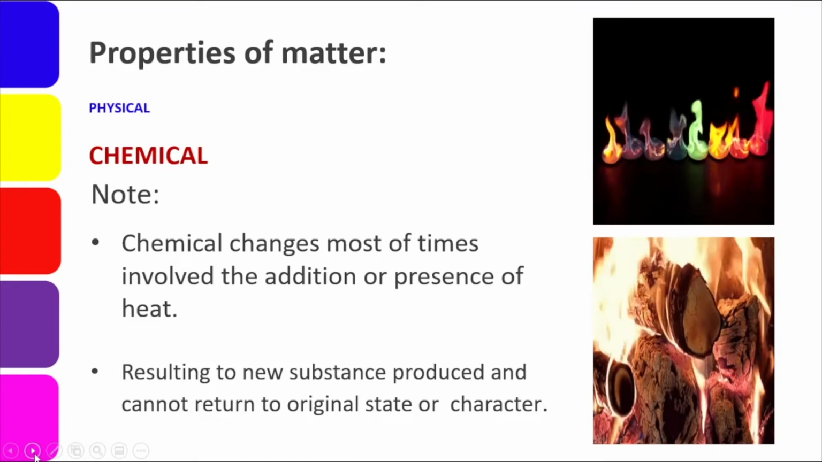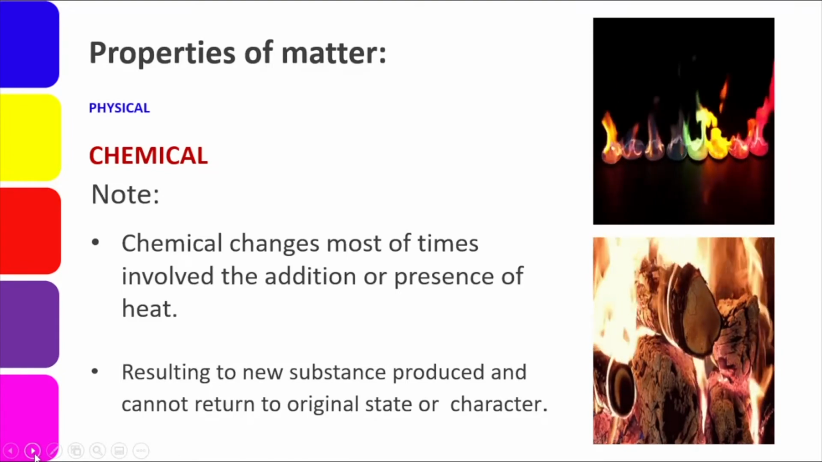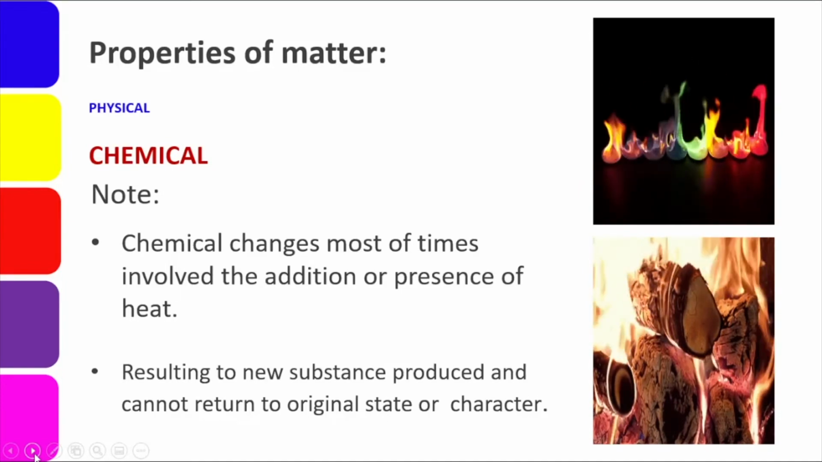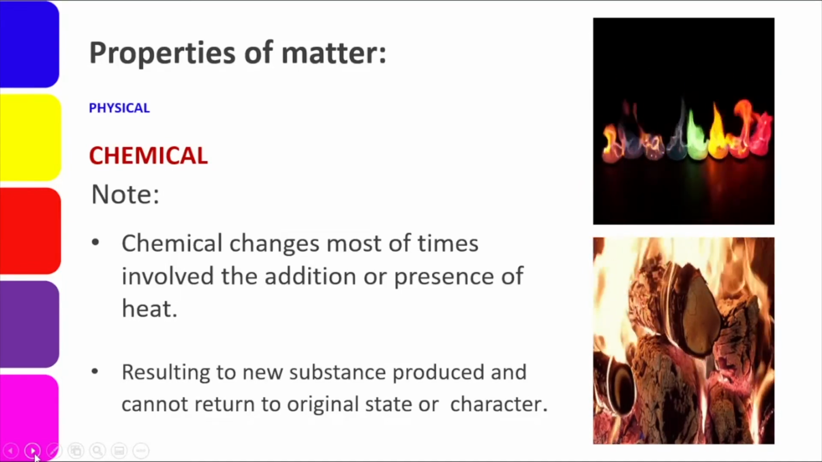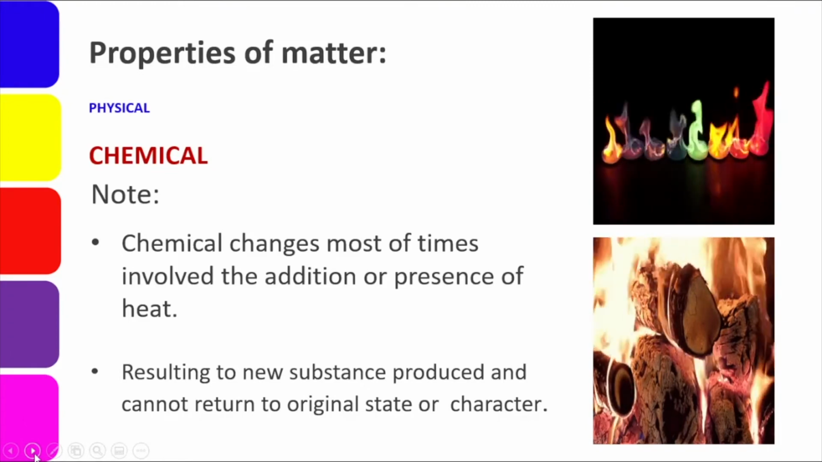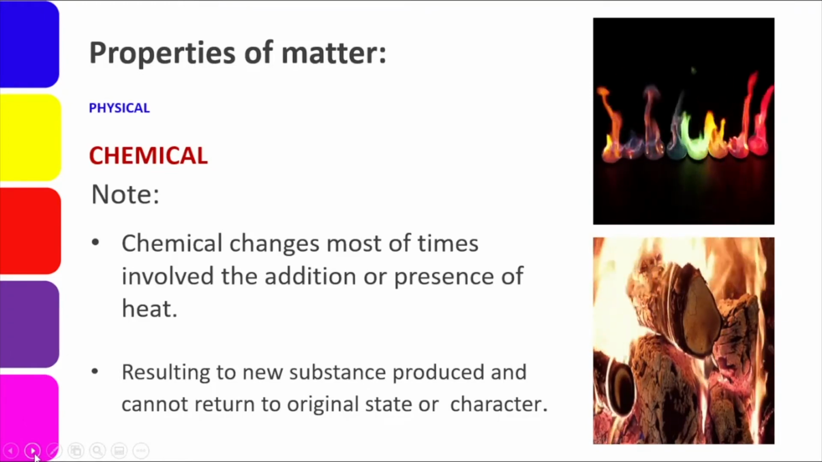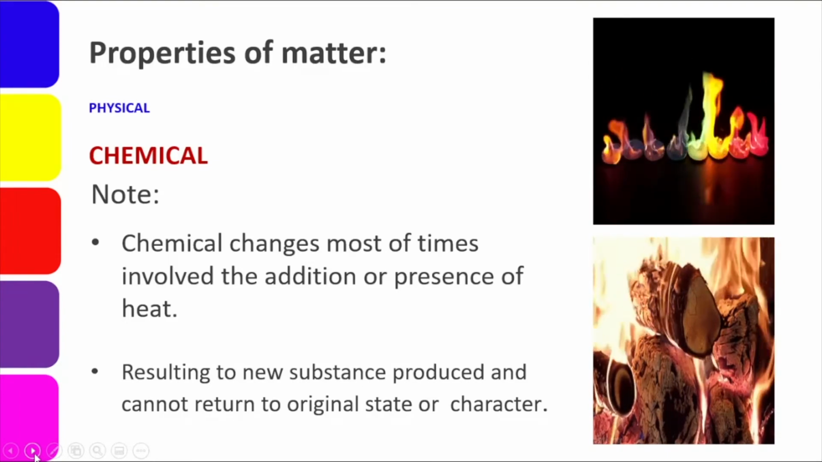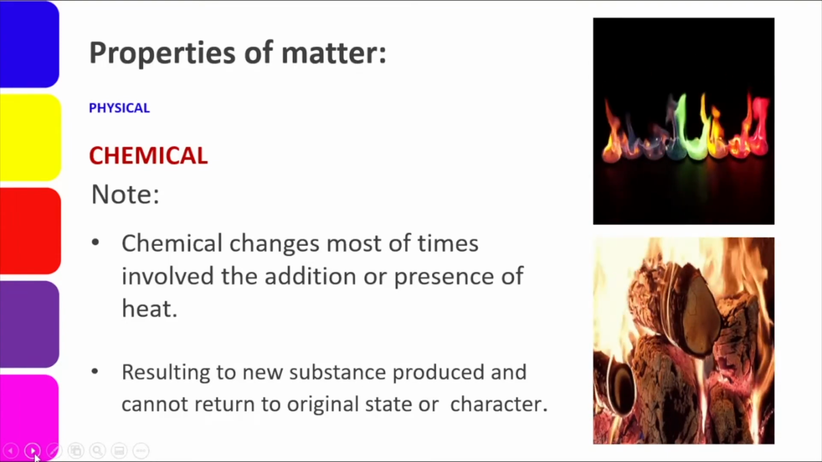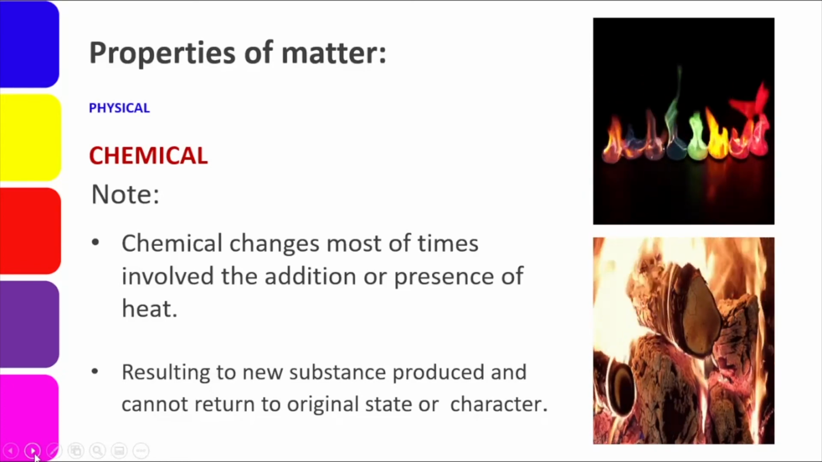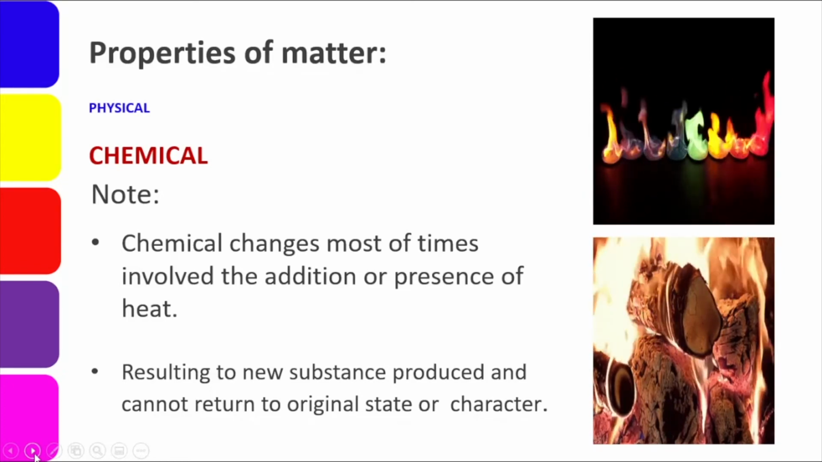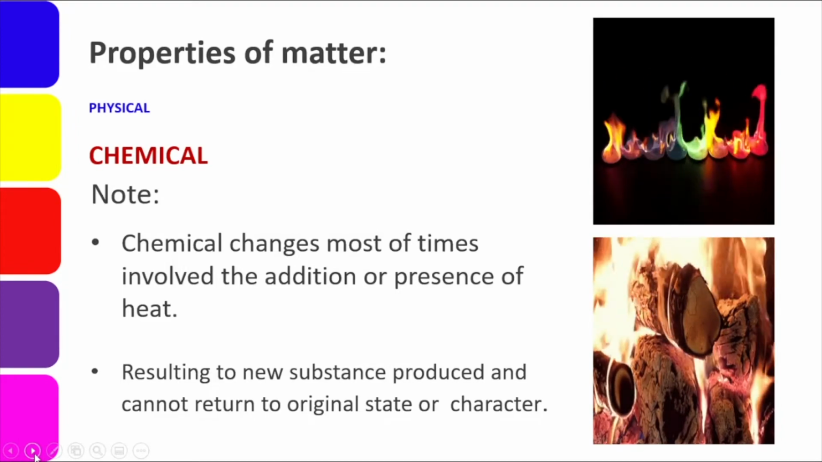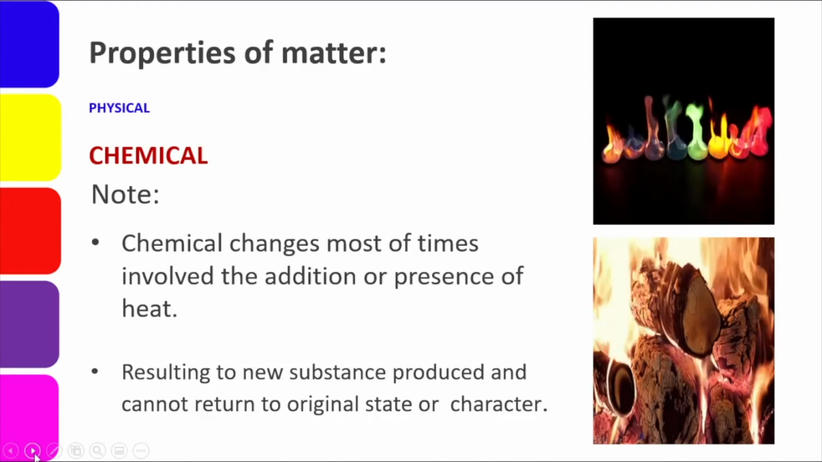It results to new substance produced and cannot return to original state or character. Ibig sabihin, pag nagkaroon na ng chemical changes sa isang material, maliban sa nagkakaroon ng init, nakakagawa ka pa ng mga bagong product. Tulad halimbawa na nasusunog na kahoy, pagkatapos nun, hindi na siya kahoy at hindi na siya babalik sa pagiging kahoy. Pero nakagawa ka ng mga bagong substances tulad ng uling, init, ng abo, ng usok na wala kanina during the original state ng kahoy.